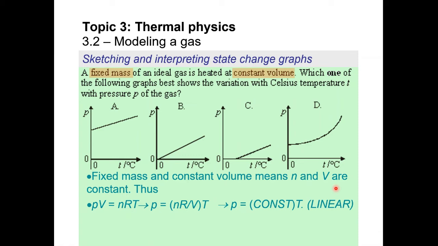It has to be linear, so D is wrong. Since the temperature axis is in degrees Celsius, and here pressure equals constant times T, this T is in Kelvin. The horizontal intercept must be negative.